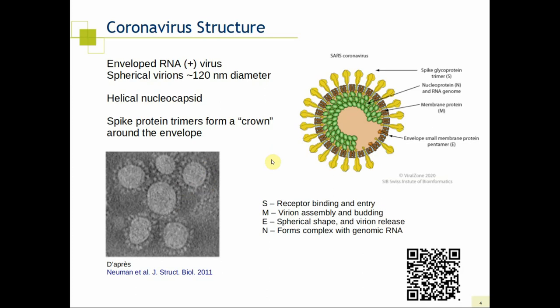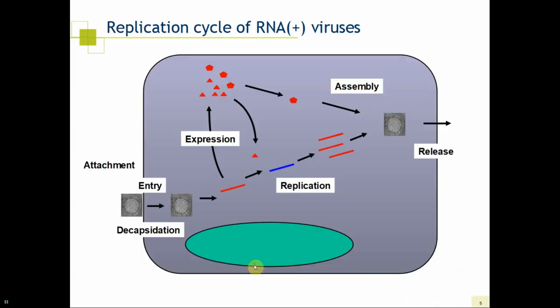Now, there are only 4 structural proteins in these particles. On the inside, you've got virus RNA complexed with the nucleoprotein. That's the nucleocapsid. On the outside, you have the spike glycoprotein trimer, and in the virus envelope, you have two integral membrane proteins, the membrane protein M and the small membrane protein E. Basically, S, the spike, is the only protein involved in receptor binding and entry. M and E have functions to do with virion assembly, release, and maintaining the spherical shape of the particle. So quite a simple virus particle, not too many proteins, and the one we're mainly going to be interested in today is the spike glycoprotein.